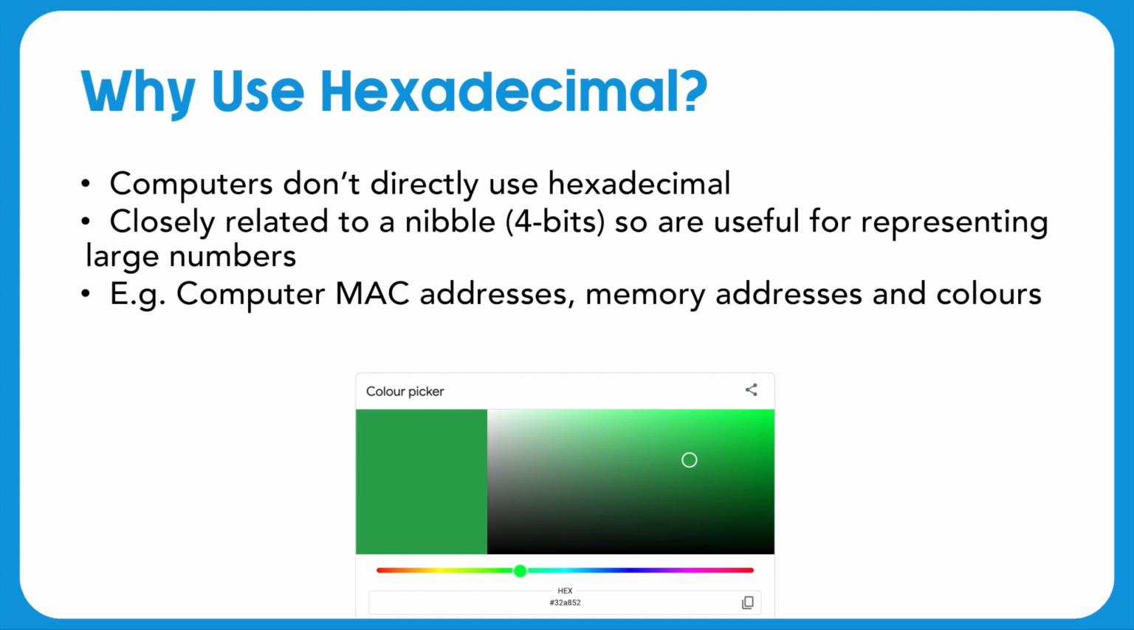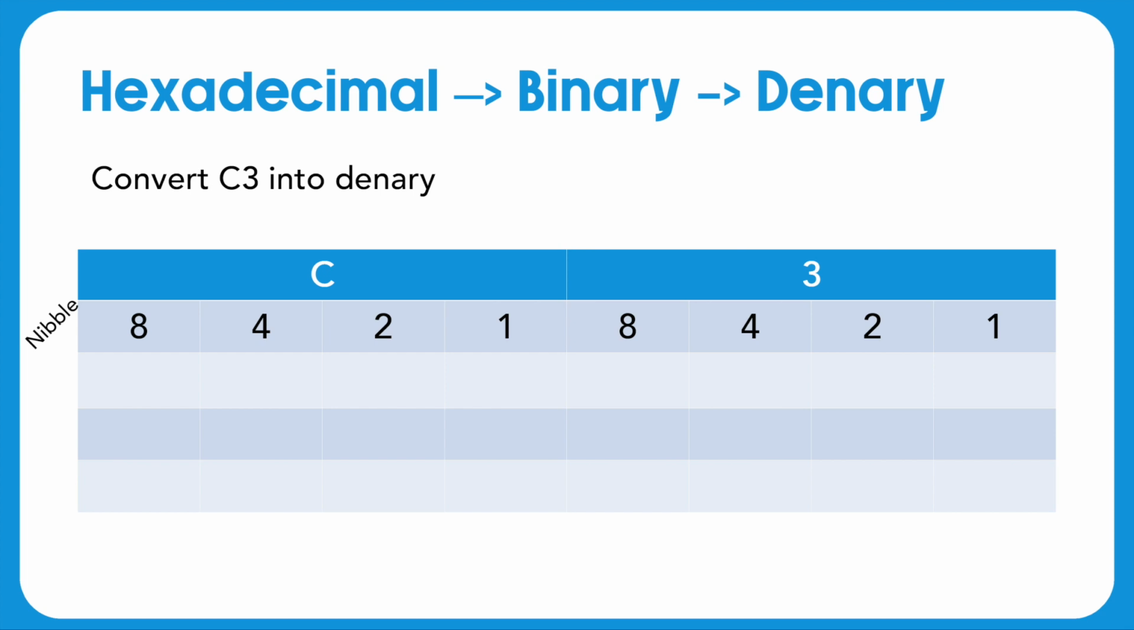You'll need to know how to convert 2-digit hexadecimal values into binary and denary for your exam. It's much easier to convert hexadecimal values into binary and then convert the binary values into denary, so that's what we're going to do for this video. If we're looking to convert the hexadecimal number C3 into binary and then into denary, we first draw a table with 8 columns. Because one hexadecimal digit represents 4 bits of information, we can split the table into 2, with each of the halves containing 4 binary bits of data.